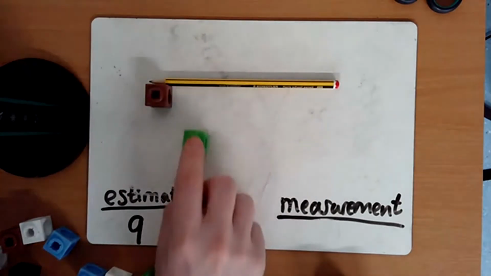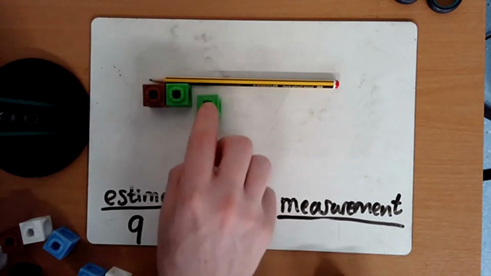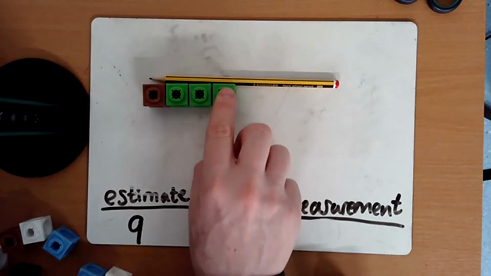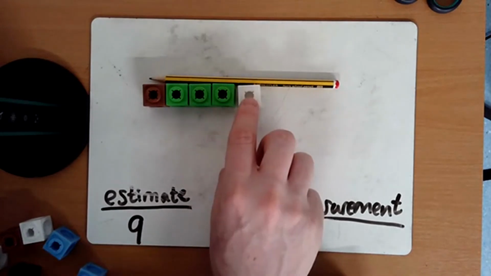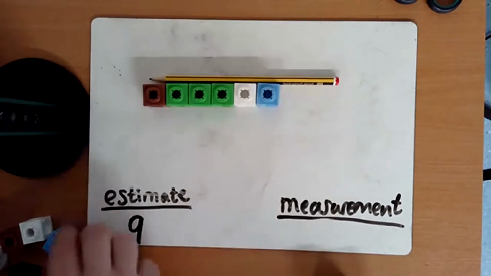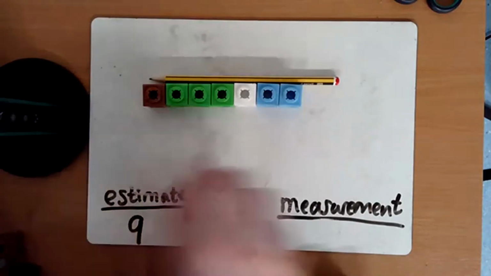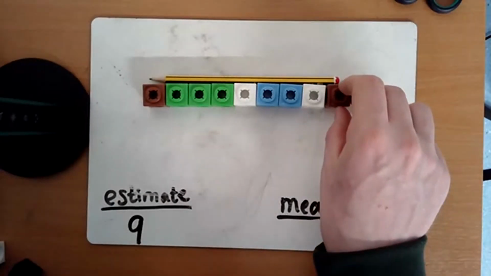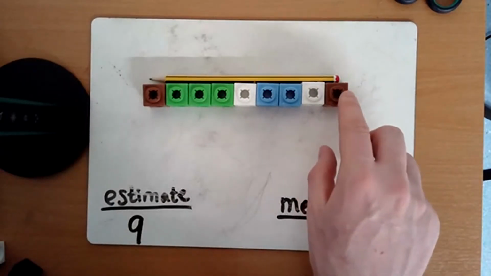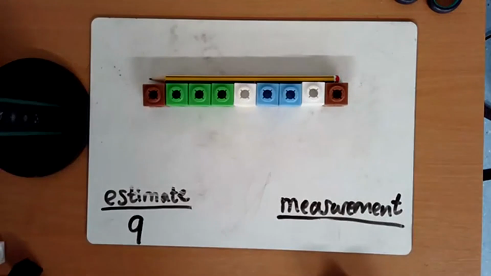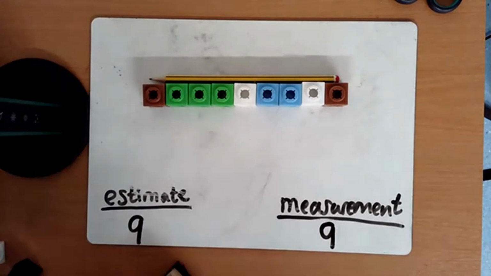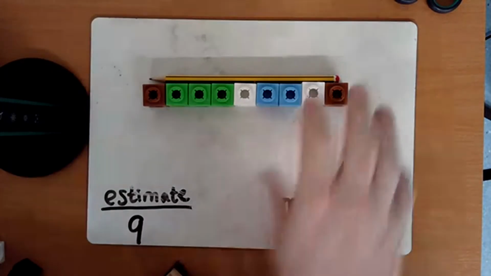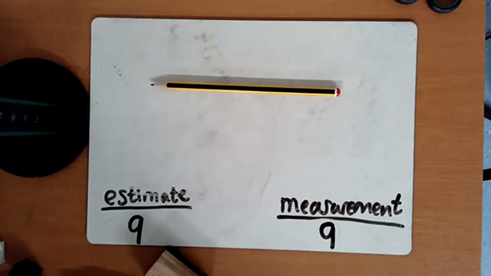1, 2, 3, 4, 5, 6, 7, 8, and just above 8. We've got 9 cubes there, so we can measure that as 9 cubes. Okay, so my estimation was 9, and my measurement was also 9. So that was a good estimation. So we can pop that onto here.